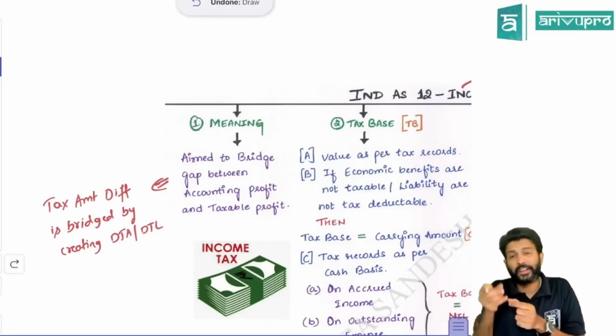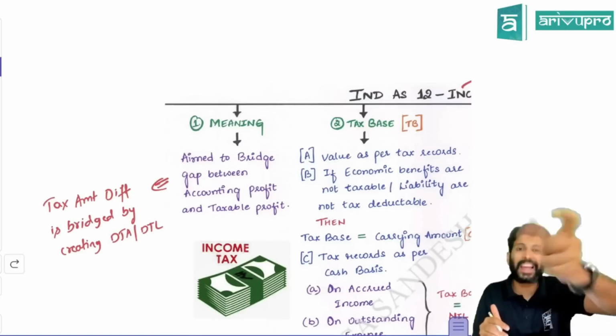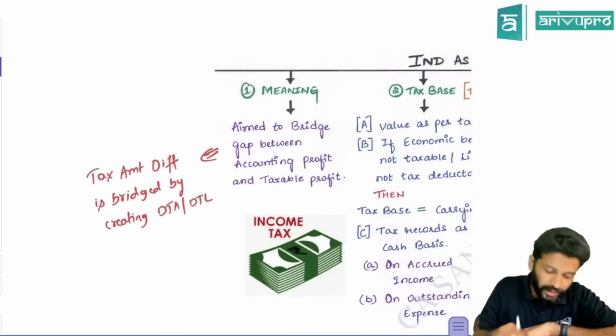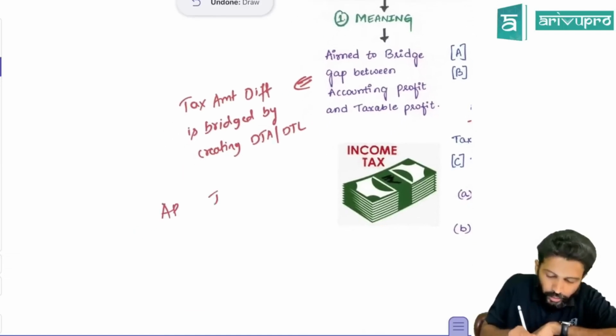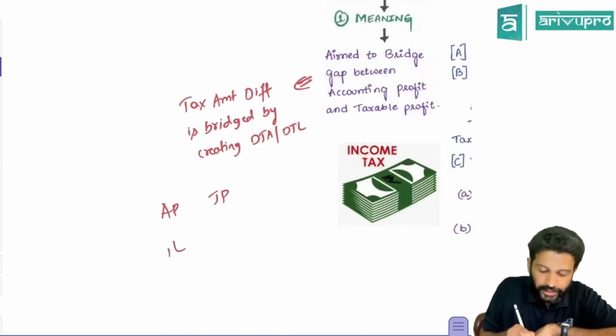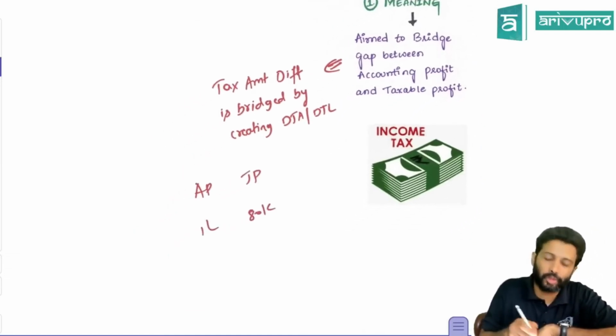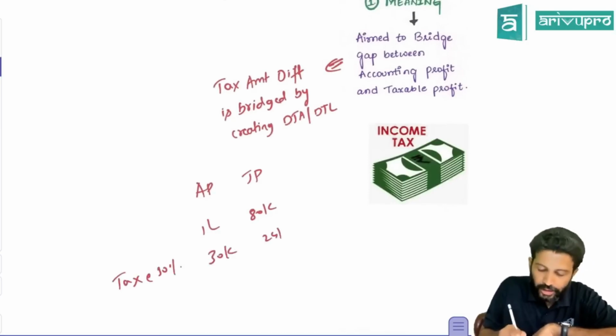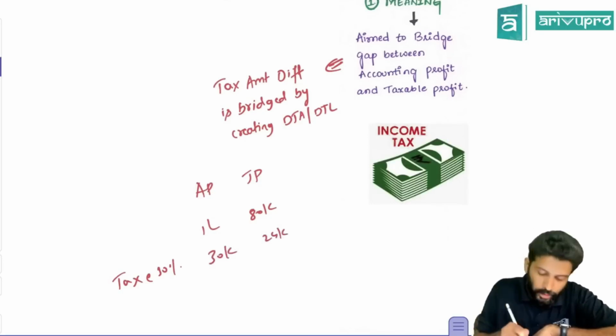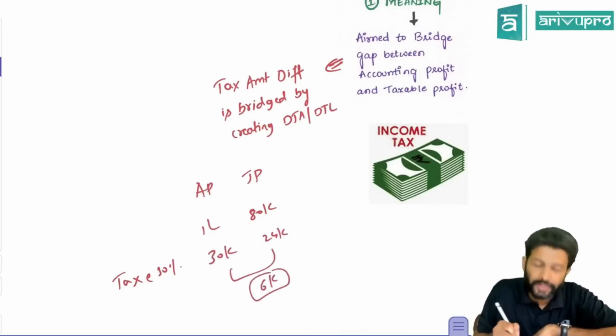For the accounting difference, we don't create DTA, DTL. For the taxable difference, we create DTA, DTL. Let's say accounting profit and taxable profit. Accounting profit is 1 lakh. Taxable profit, let's assume, is 80,000. Let's say the tax rate is 30%. So 30% of 1 lakh is 30,000. 30% of 80,000 is 24,000. That means there is a difference. There is a tax difference of 6,000.